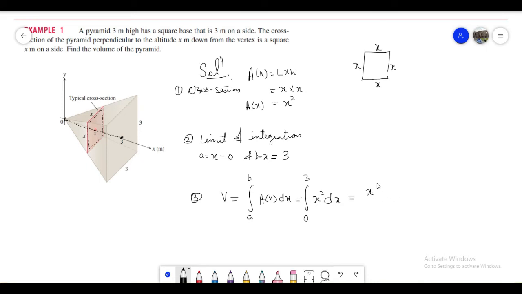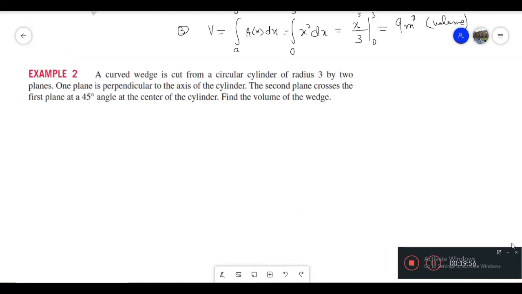The antiderivative exists: x cubed by 3, from 0 to 3, and all together this will become 27 by 3, which is 9 meter cube. So this is the volume of this pyramid, which is ranging from 0 to 3.